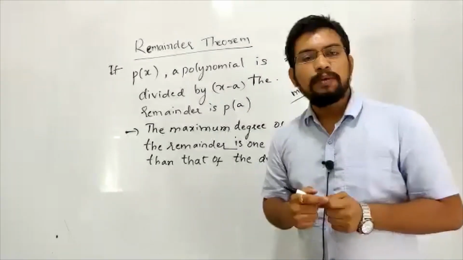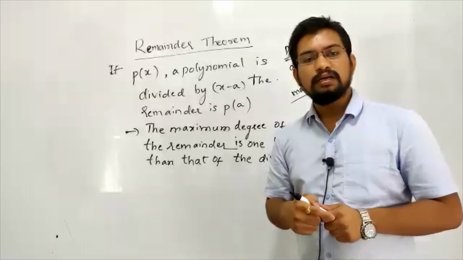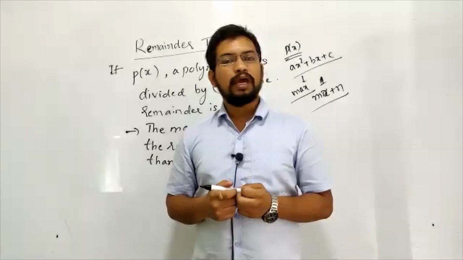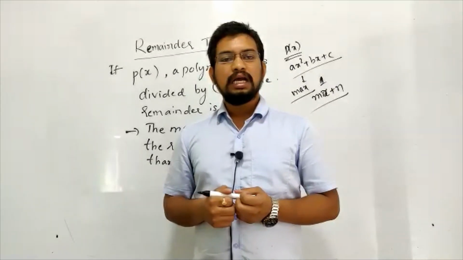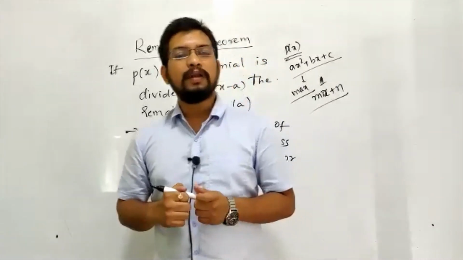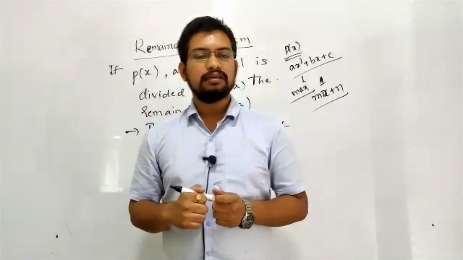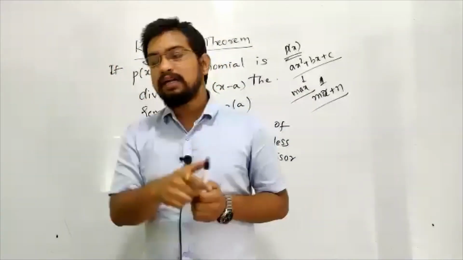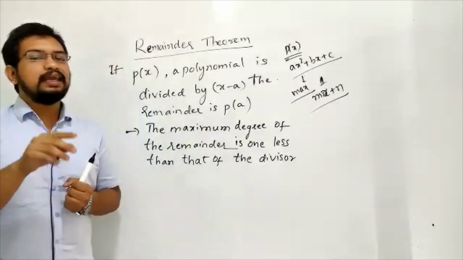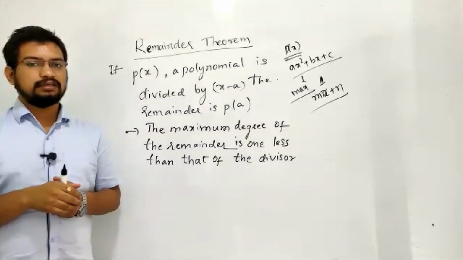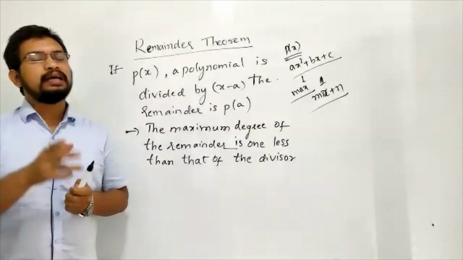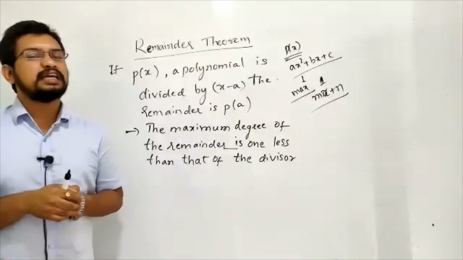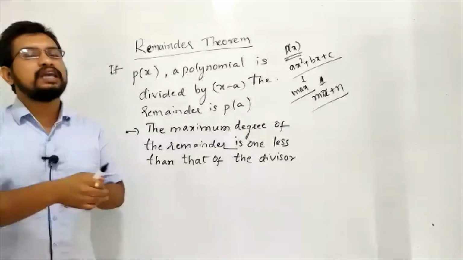If the divisor is cubic, let's say something like ax cube plus bx square plus cx plus d, the maximum degree of the remainder in this case will be 2. The remainder can be a quadratic, or it can be a linear factor.